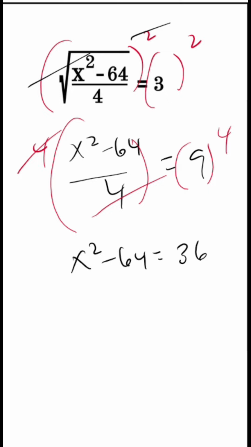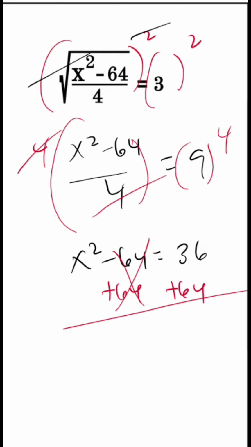Okay, cool. Now I've got to get x squared by itself. So I'm going to add 64 to both sides. When I do that, the 64 is canceled there. I'm going to get x squared is equal to, that should be 100.